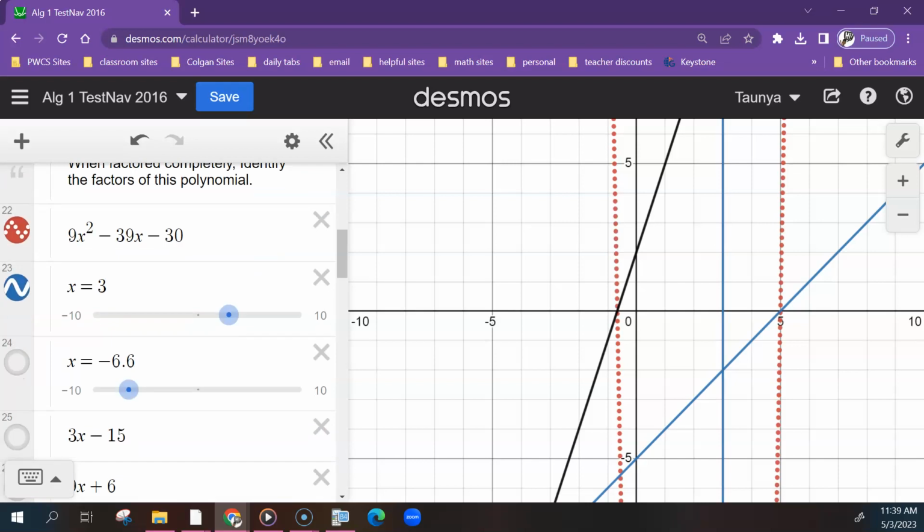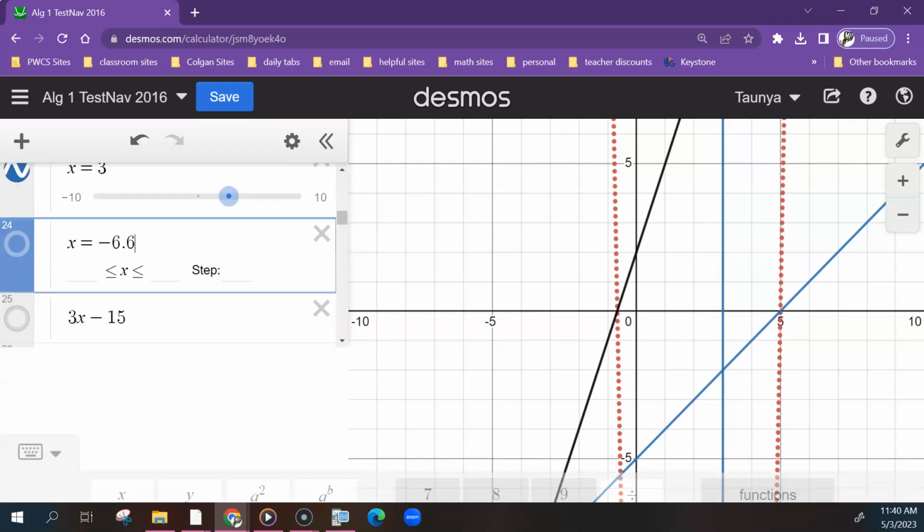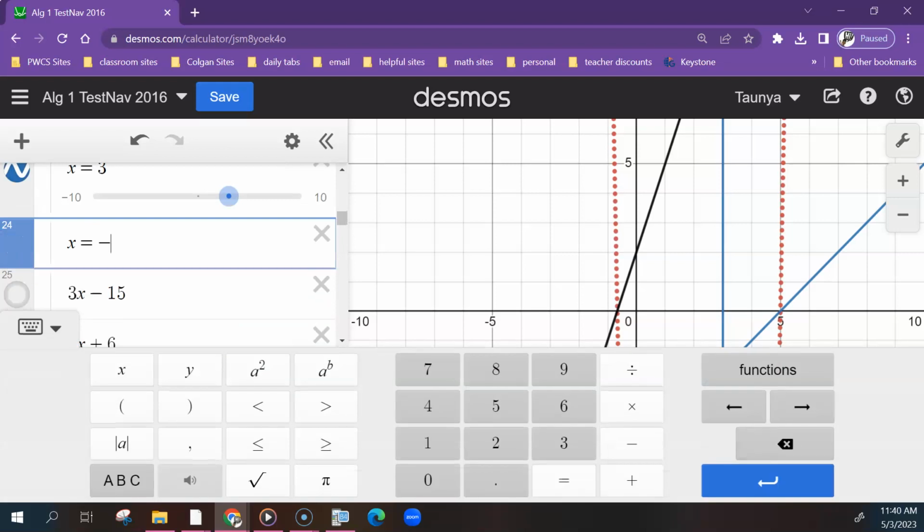For number 4, if you were finding the factors by hand, you could use Desmos to check yourself. The first 2, this should have been 9, not -6 like I did earlier.